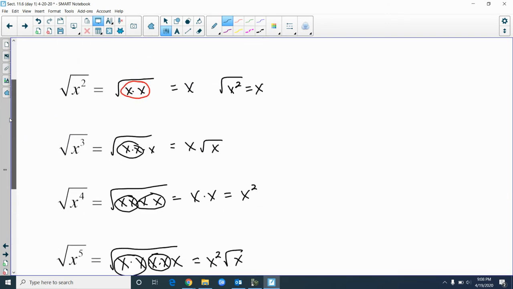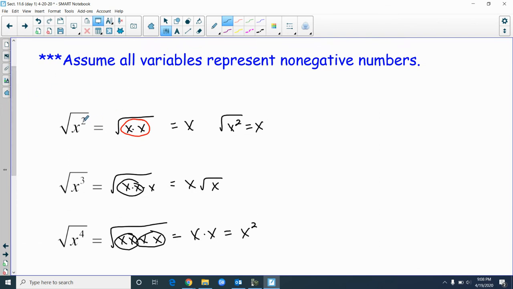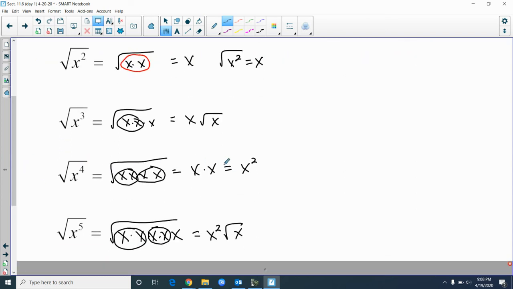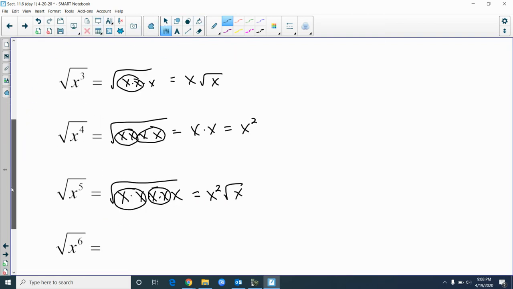All right, a couple things that are rules that are going to happen. If you have an even power, you're not going to end up with a square root. If you have an odd power, you're going to end up with a radical x in your final answer. Even power, no radical x in the final answer. Odd power, you will.